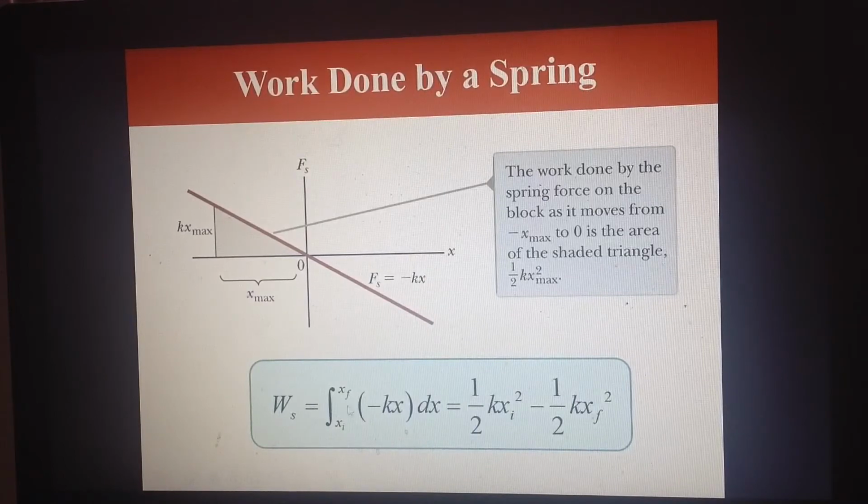So generally for any displacement, for example, if you're going to go from x initial to x final, then we can calculate the work by using this equation. So you just integrate from x initial to x final to get this equation right there.